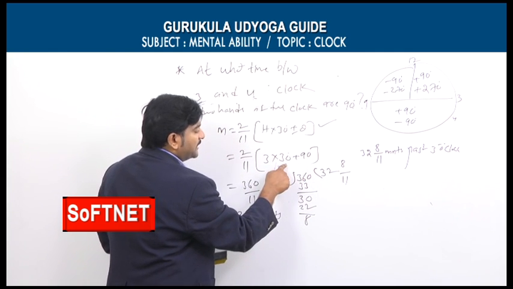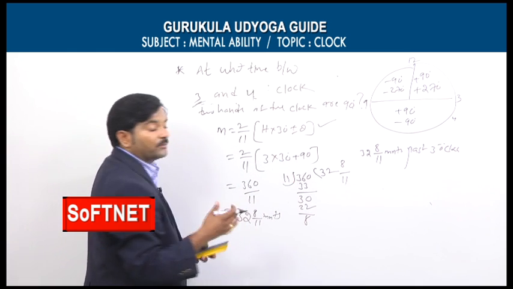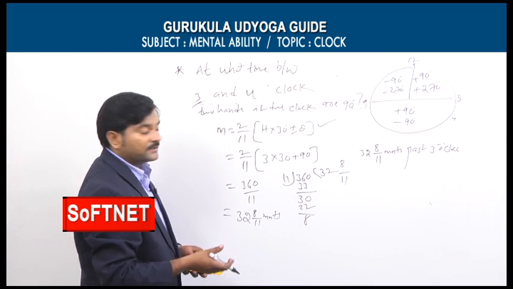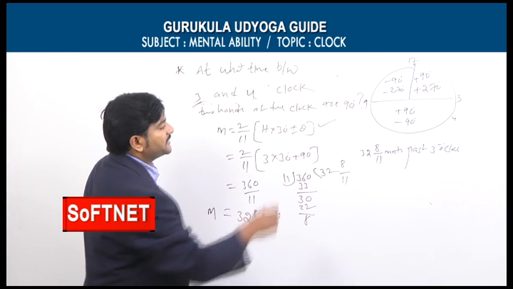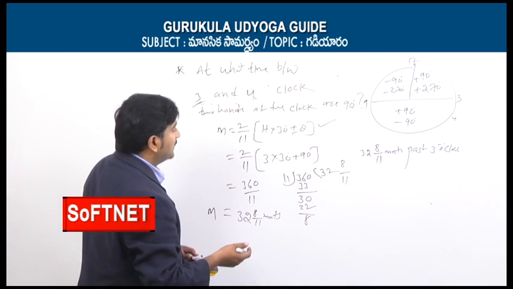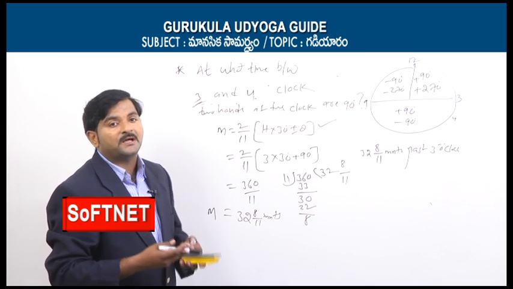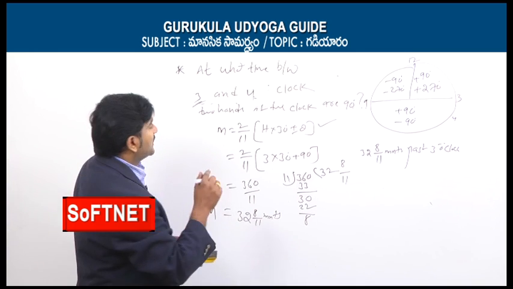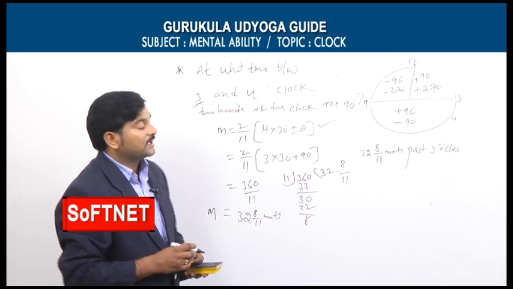So 3 into 30, 90. Here minus 90. 90 minus 90 means how much you will get? 0 you will get. So 0 into something means how much you will get? 0 you will get. So what does it mean finally? M value I am getting 0 degrees if I take theta is equal to minus 90. So what does it mean? 0 minutes past 3 o'clock. 0 minutes past 3 o'clock means what? It's simply 3 o'clock.